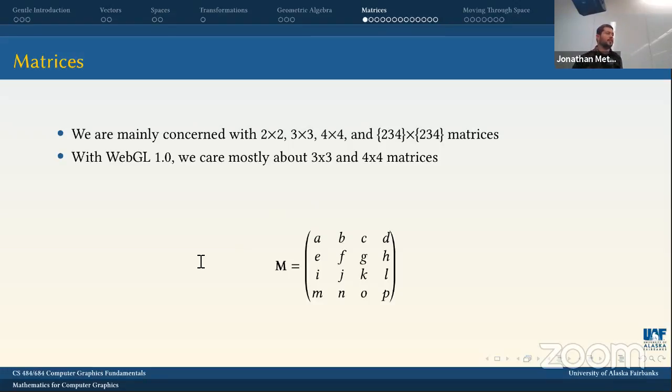So generally, when we're talking 3D graphics, we're concerned with 2x2, 3x3, and 4x4 matrices. Although in some special cases, we might care about 2x3 or 2x4 matrices and so on. But generally, we ignore the 2x2 case, and we just care about 3x3 and 4x4 matrices. The reason is that a 3x3 matrix would represent a rotation in 3D space, and a 4x4 matrix will allow us to represent a rotation and a translation in our 3-dimensional space. Any questions so far? Okay.